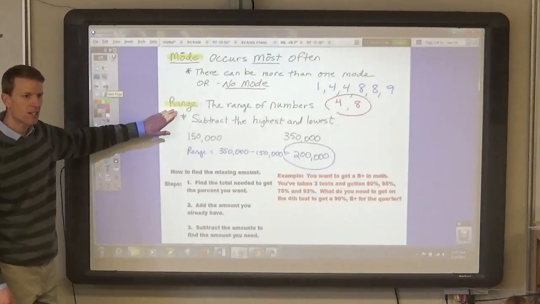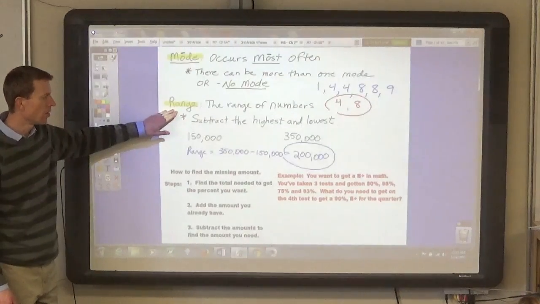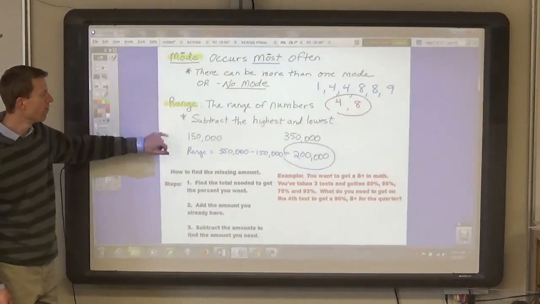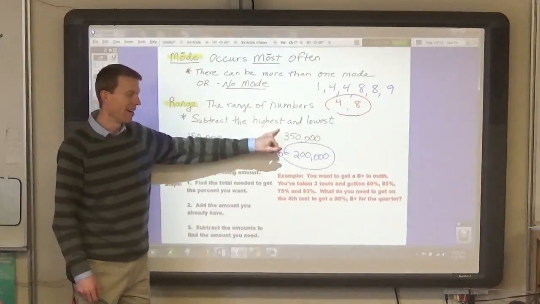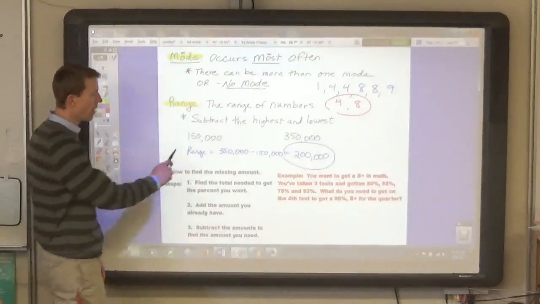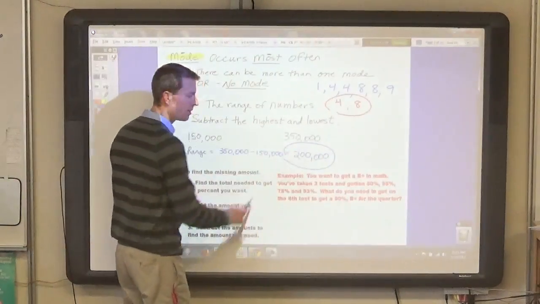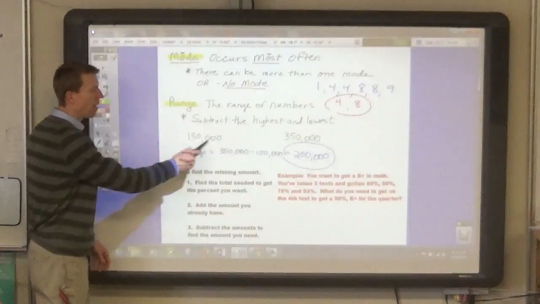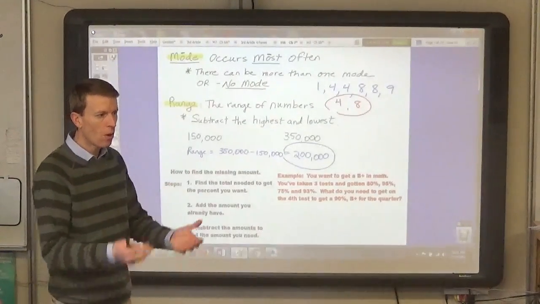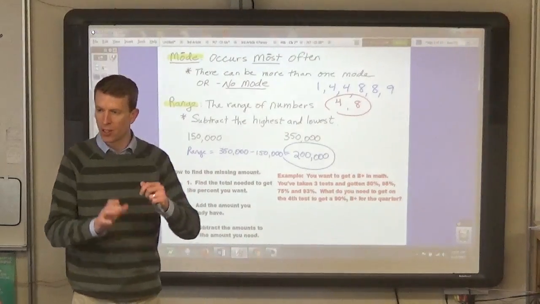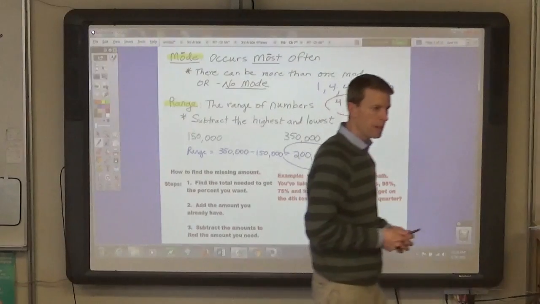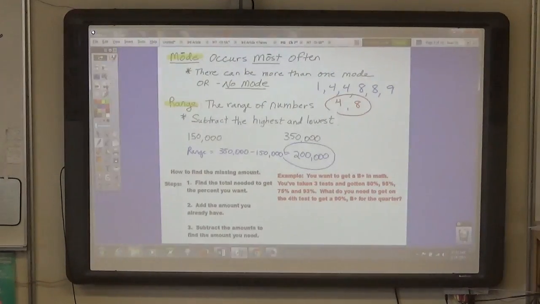How about range? The range is the difference between the highest and the lowest numbers. Okay? And you find it by subtracting the highest and the lowest. So if you had a whole bunch of numbers, let's say that these are the home values that are in the neighborhood.